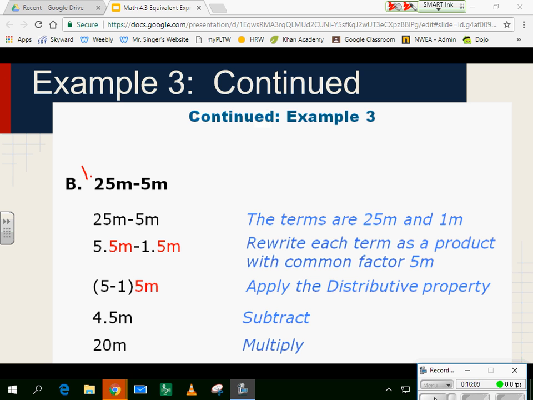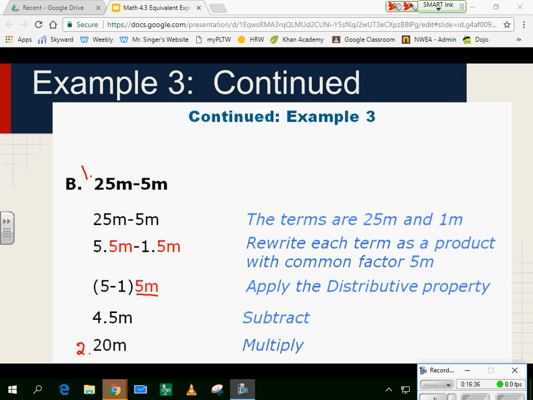Now you can't flip-flop the subtraction sign, but we do know that if we subtract 25 and 5m, the second way would be 20m. The third way, and the most simple way, is let's find the greatest common factor and sum. So what's the greatest common factor of 5 and 25? That would be 5. They both share an m, so that would also be part of the greatest common factor of 5m.